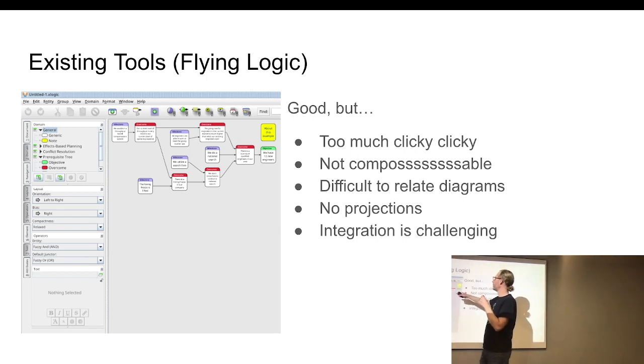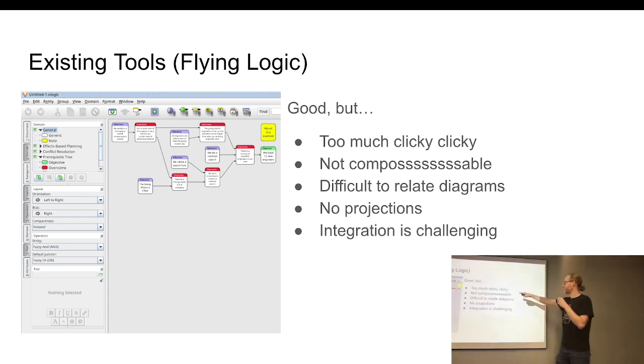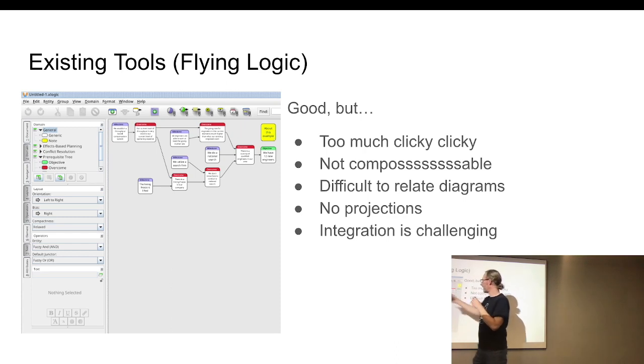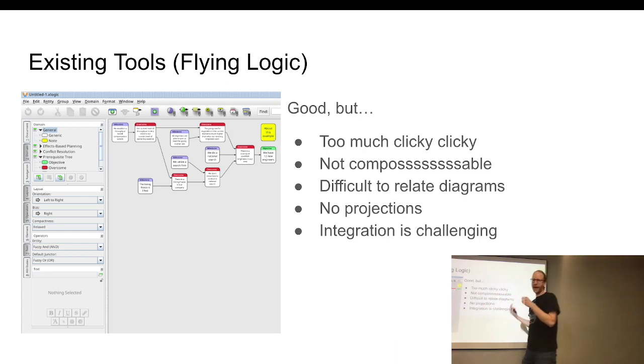And it's oriented towards, you want to make a DAG basically, and you don't want to do a lot of drag and drop to move things around. It's good at that. However, I'm a programmer, still too much clicky clicky, not composable. If I want this thing in another diagram, I can't do that. Or at least I don't know how to do that. I don't think you can do that. It's difficult to relate diagrams. Ideally, if I had a goal tree, I would like to relate things in other diagrams to the goal tree. There's really no way to do that. And it would be hard. What would the user interface even look like? It'd probably be a mess.